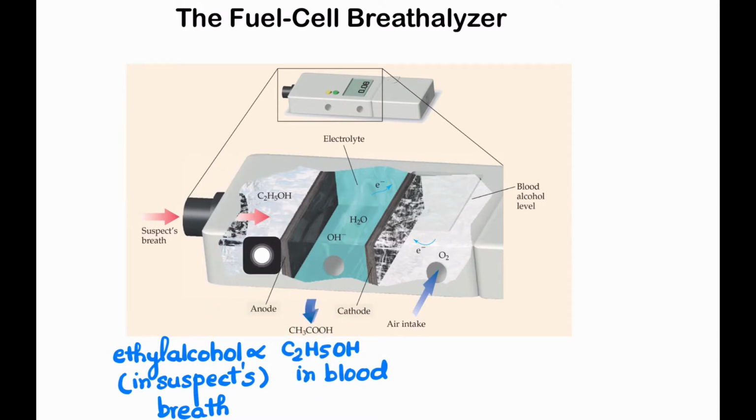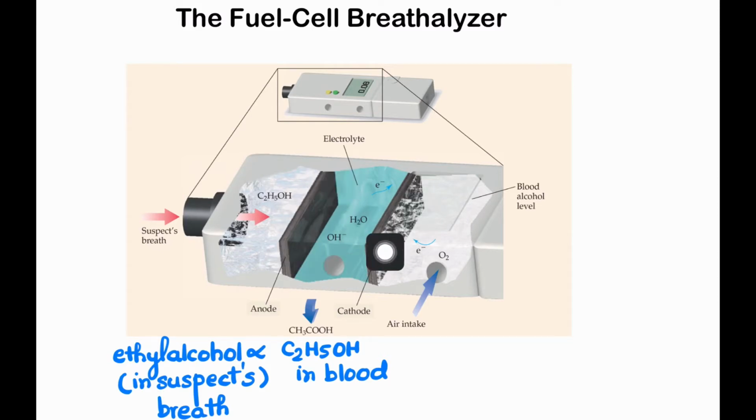A breathalyser works because the amount of ethyl alcohol that is present in the suspect's breath is proportional to the amount of ethyl alcohol in the bloodstream of that person. One type of breathalyser uses a fuel cell, shown in this figure, to measure the amount of ethyl alcohol in the breath. This fuel cell basically consists of two platinum electrodes.